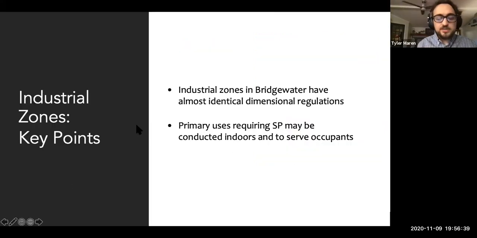So next up is industrial. There are fewer of these. One thing to note about the industrial zones is that they all have very similar dimensional regulations. I think the only thing that differs between them is that some have about a 5% difference in the lot cover of what you can develop. So the real difference between these is the uses.